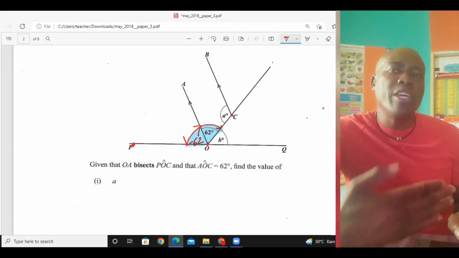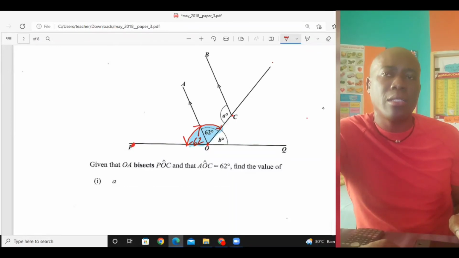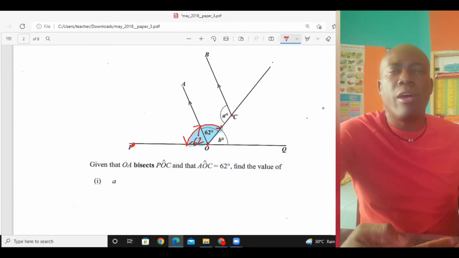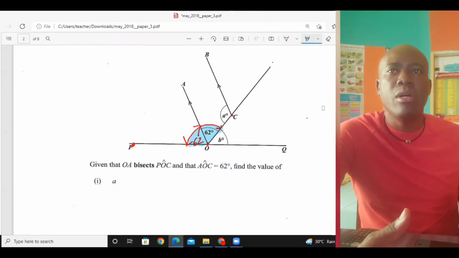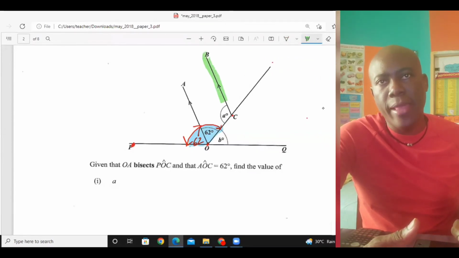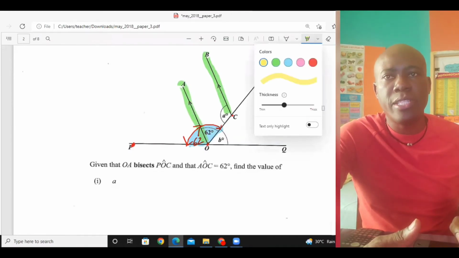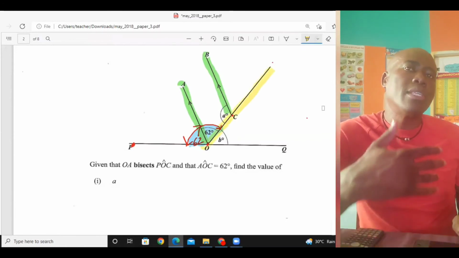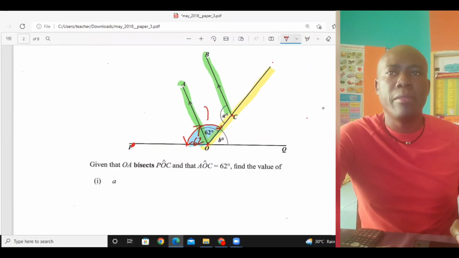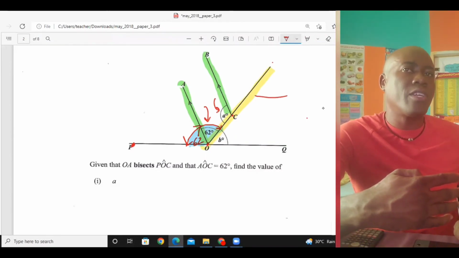Now, working out the value of A, we could simply use what we call co-interior angles. Co-interior angles are angles that are within two parallel lines and they're on the same side of a transversal. For example, here, this line is parallel to this line. And here is a transversal. I'm going to put it in yellow. Now, if you notice the angle A and the angle 62 on the inside there, they are inside the parallel lines and they're on the same side of the transversal here.